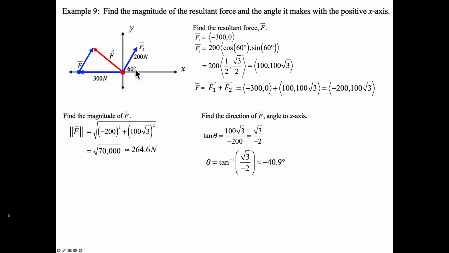But remember, your inverse tangent, when it's negative, that's going down into quadrant 4. We're going clockwise. So we're kind of taking this red vector and going in the opposite direction. So again, if you add 180 degrees, that's going to put me over to that red vector. So we are at 139.1 degrees for our theta.